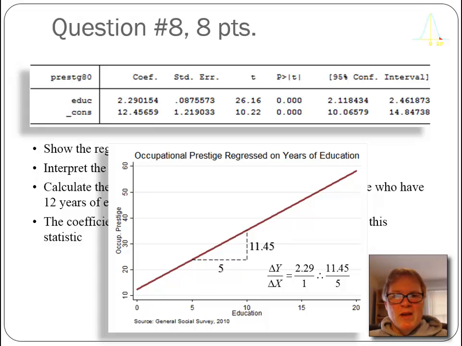So our interpretation here is that there's a positive relationship between education and occupational prestige. For every 1 unit or every 1 year increase in education, there's approximately a 2.29 unit increase in occupational prestige, or if we look at it over 5 years of education, approximately 11.45 increase in occupational prestige.